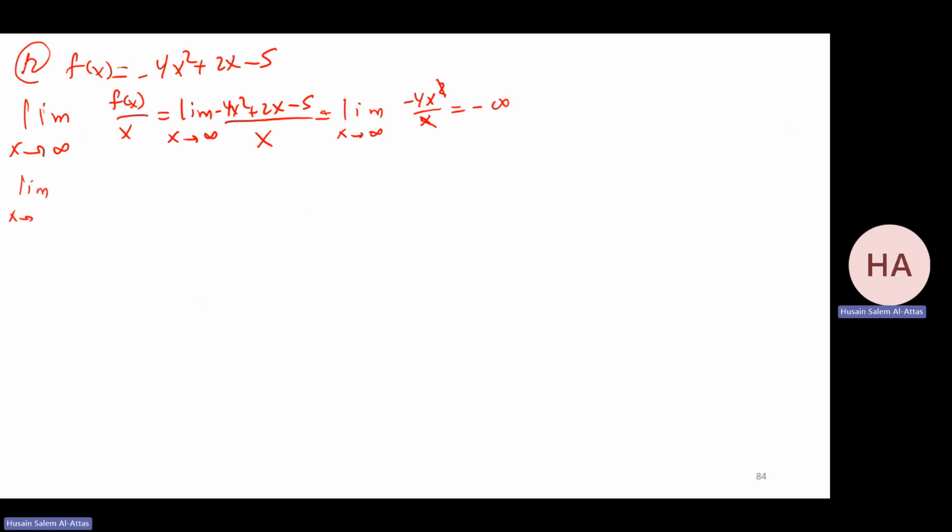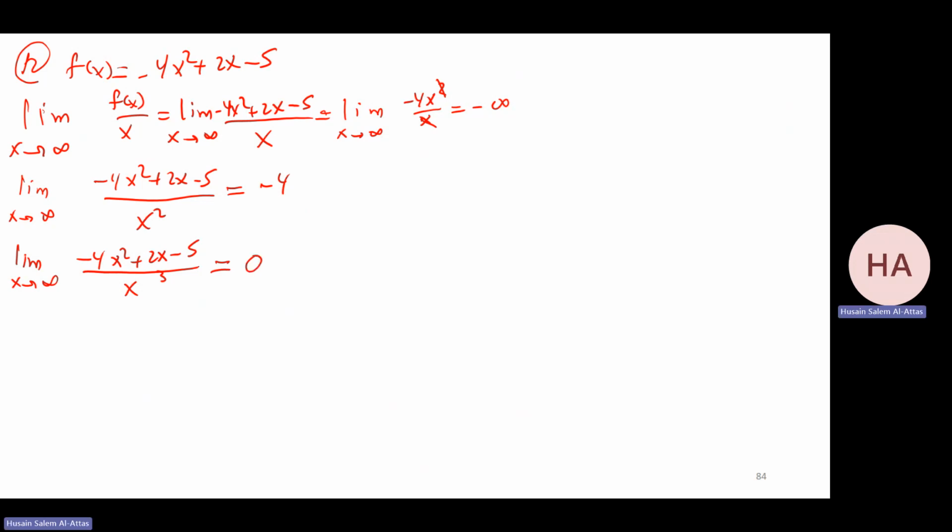Limit as x goes to infinity, the same function but over x squared. Oh, I have the same degree, so that will be the leading coefficient, minus 4 over 1, which is minus 4. The last one, I have it but over x cubed. Oh, now the numerator degree is less than the denominator degree, and that will be 0. This is the point of this section, of this problem.